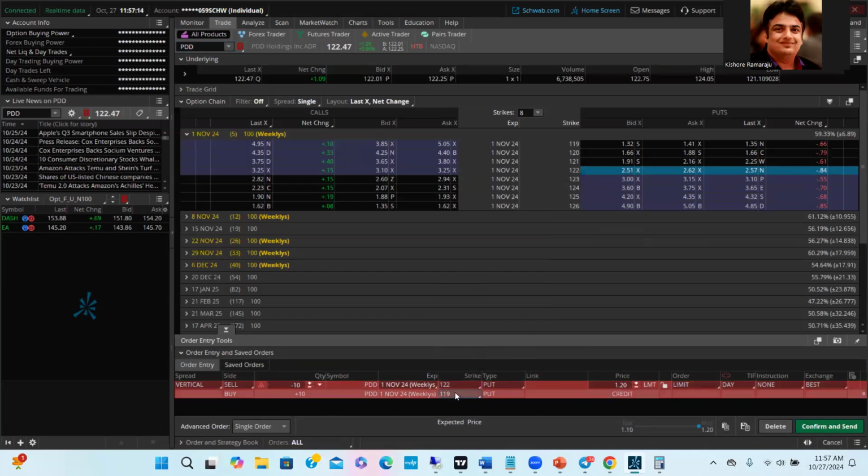So as long as stock stays between 119 and 122 by next Friday, if it goes above 122, all this money is completely yours, whatever you collected. If it stays at 122, all this money is yours. If it stays at even 121, you are at a profit. Only if it goes below 119, your risk is also limited, right? Because you also bought a put. So this will protect you as a hedge. Otherwise, you have unlimited risk. But now you are selling a put, you are also buying a put. That is how you can make profit 90% of the time.